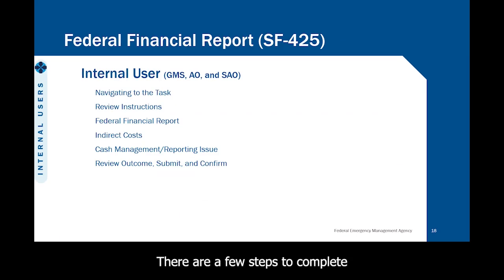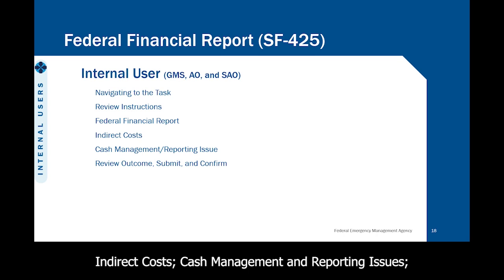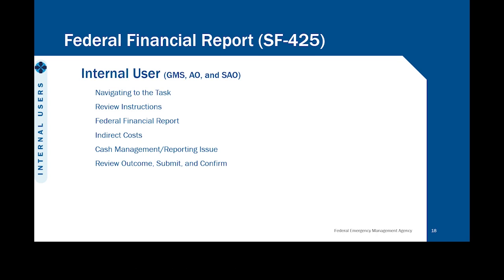There are a few steps to complete the Federal Financial Report, SF-425, as an internal user: a GMS, AO, and SAO. We will walk through navigating to the task and how to complete the following sections: review instructions, federal financial report, indirect costs, cash management and reporting issues, and review outcome, submit, and confirm.